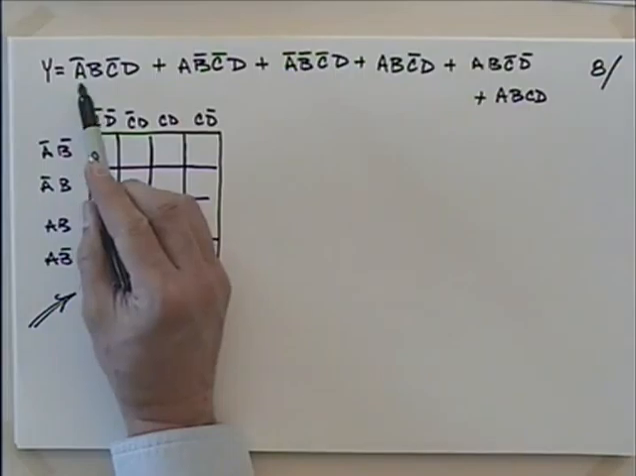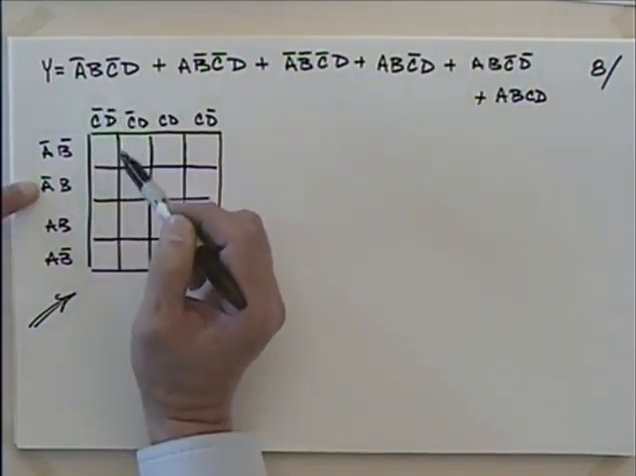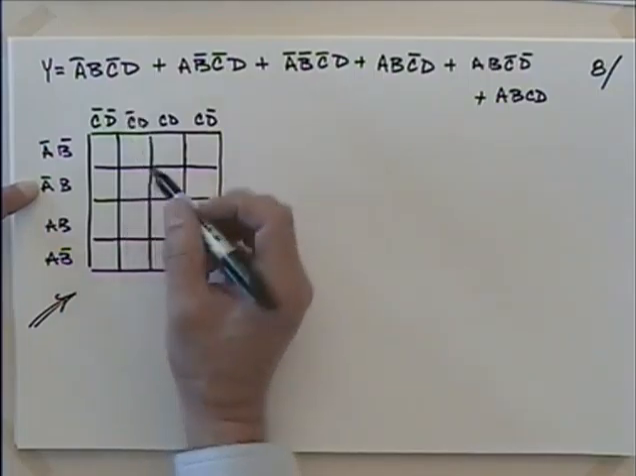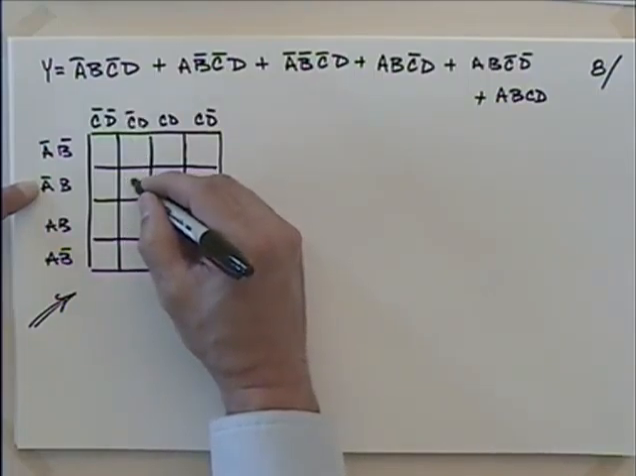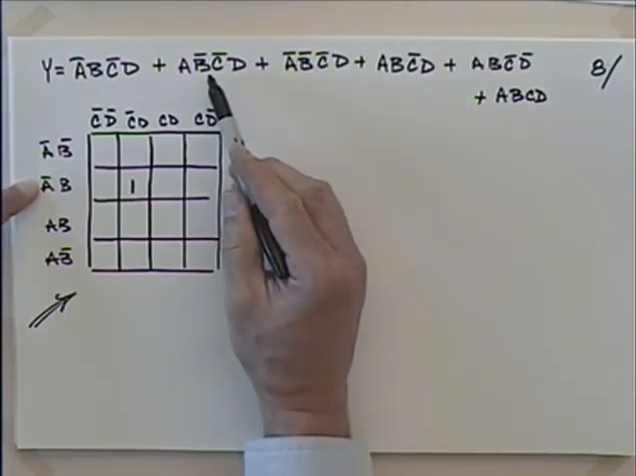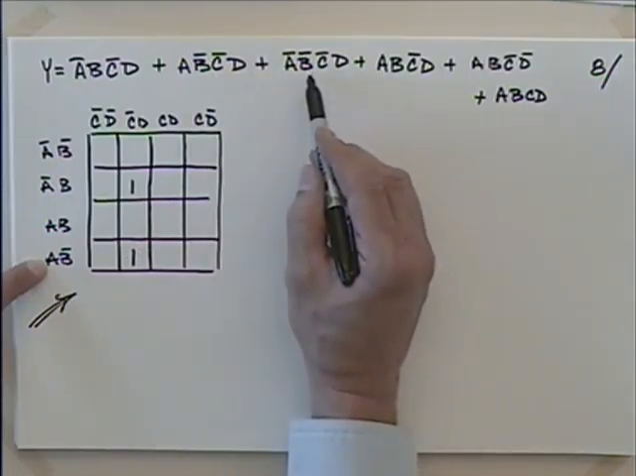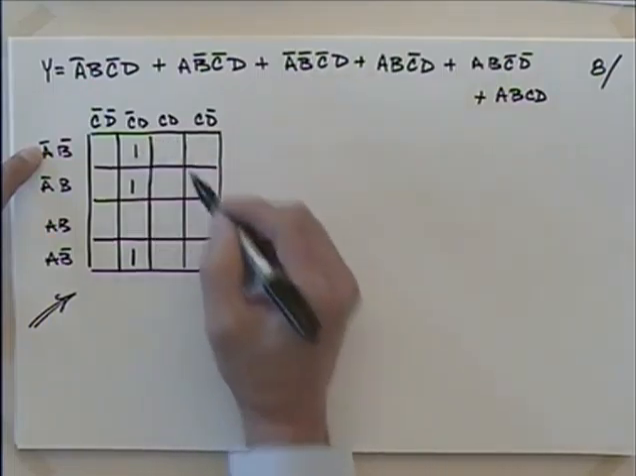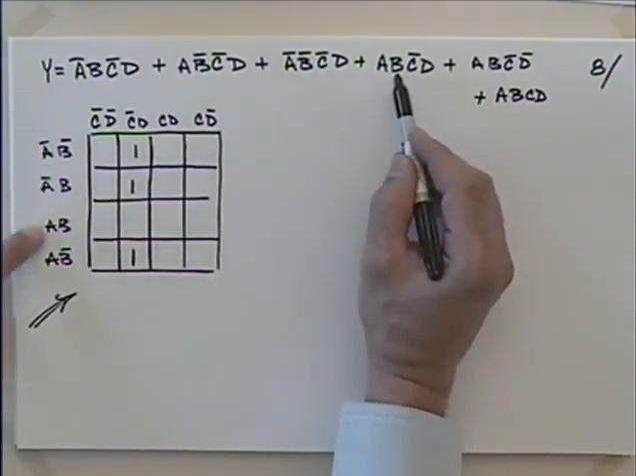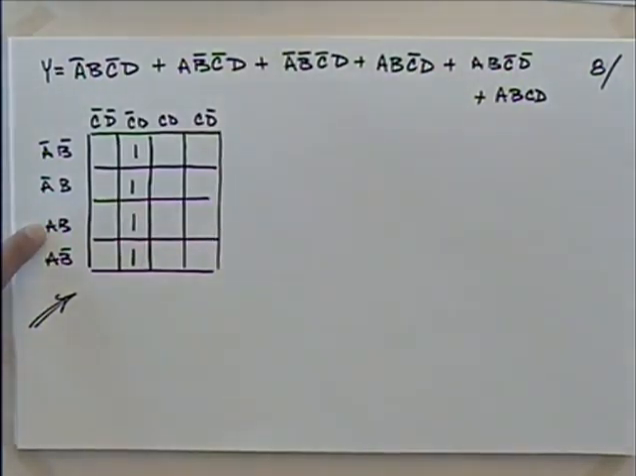So let's see, this first term, where am I going to be? Not A, B, so I'm going to be in the second row. Not C, D, second column. Then the next one, A, not B, so I'm going to be down here, not C, D, right here. Third one, not A, B, so I'll be up in that top column, not C, D, right there. Fourth one, A, B, so third row, not C, D, second column.